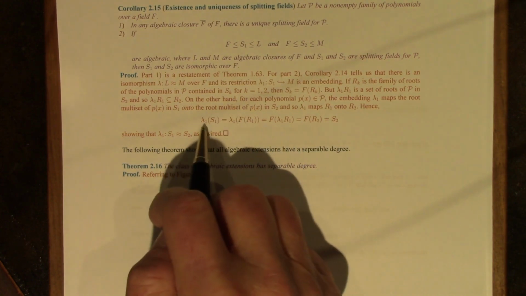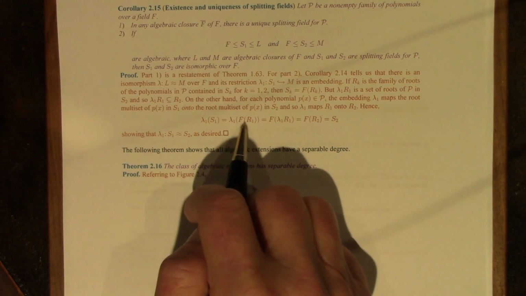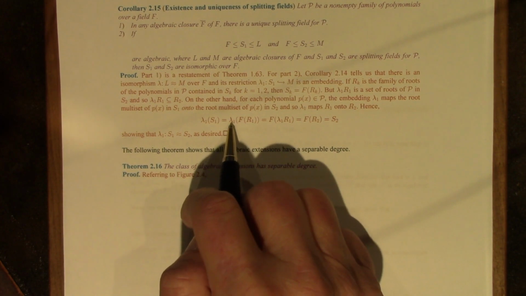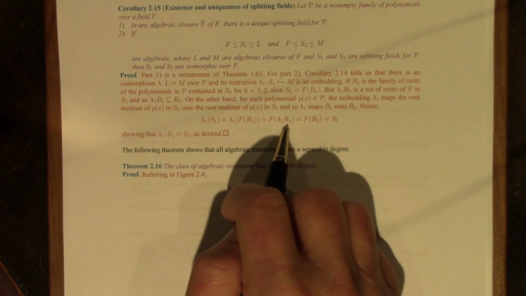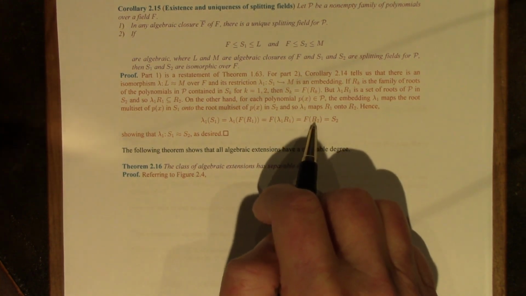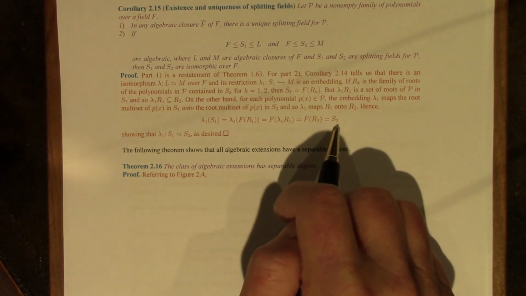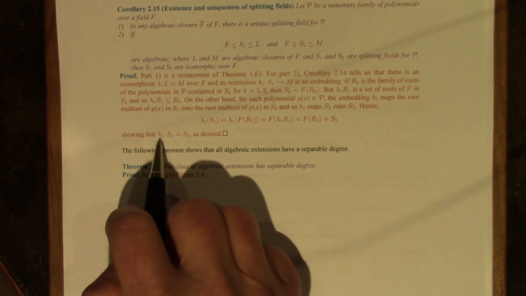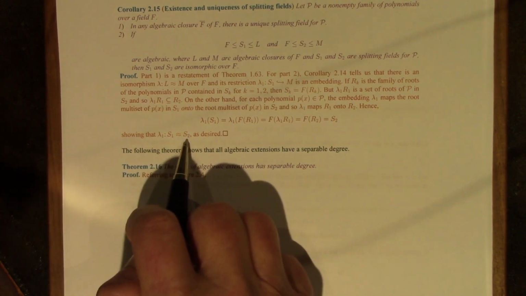And so lambda 1 of S1, S1 is F with the root set adjoined, and since lambda 1 fixes F pointwise, this is F with lambda 1 R1 adjoined, or in other words, F with the other root set adjoined, the one that lies in M, and so that's S2. So we have an isomorphism. This was an embedding, but this is the range. So this is now surjective also.